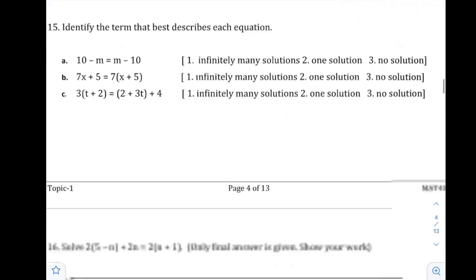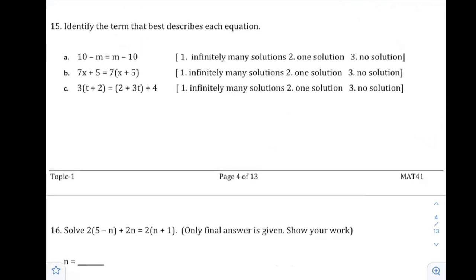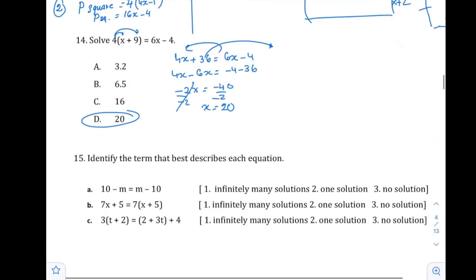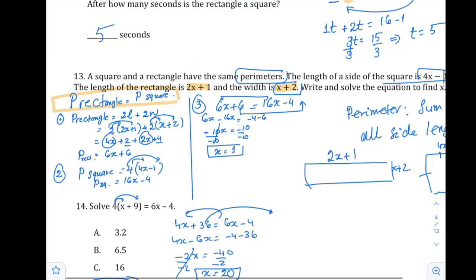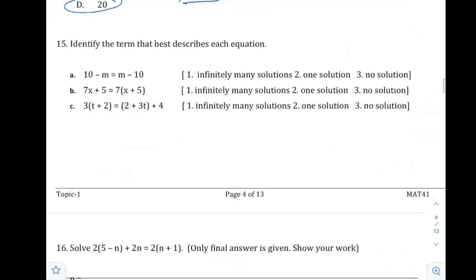Now let's see this question. For this question, we have, as you see, options: infinitely many solutions, one solution, or no solution. On this question, for example, we have one solution only. X equals, T equals, R equals. In this case, we have one solution. When can we have infinitely many solutions or no solution?